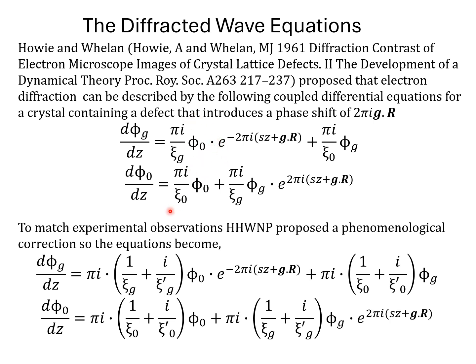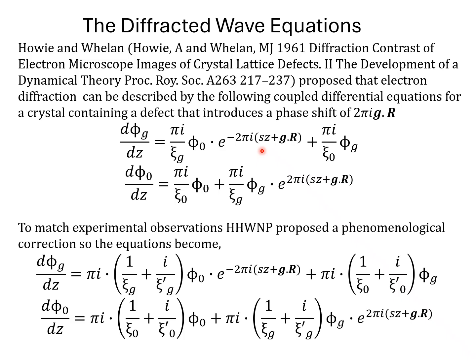So the wave amplitudes here are represented by phi, and the wave equation or the phase is represented by this Euler equation here. In this particular case, the deviation from the Bragg condition is represented by Sz. Z is a distance in real space going down the crystal, and S is a distance in reciprocal space, which is the deviation from the diffraction condition.